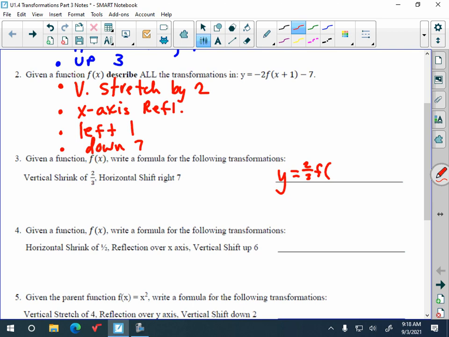And then horizontal shift right 7. So remember, left and right stay on the inside of the parentheses. And since it says go to the right 7, that's in the positive direction, we change the sign to a negative. So on the inside, we're going to write x minus 7. All right, and that's it. There's just 2 transformations on this that they gave us. So again, after you write it, just check and make sure that it does what it's described as, between right 7 and then a vertical shrink of 2/3.